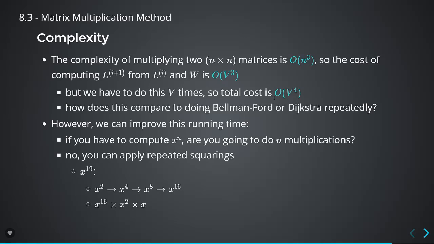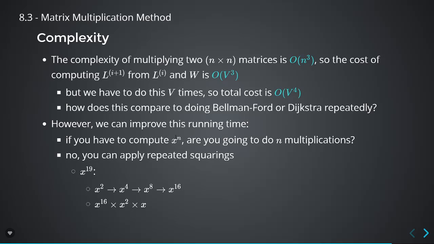So yeah, it doesn't seem too appealing to see that this is only phi to the 4, which is the same as doing Bellman-Ford repeatedly. But you can improve the running time significantly by using repeated squarings. So what do I mean by repeated squarings?